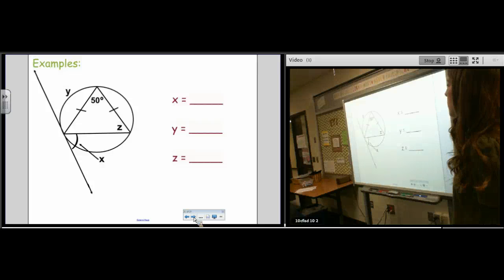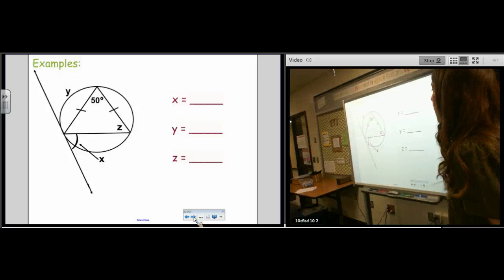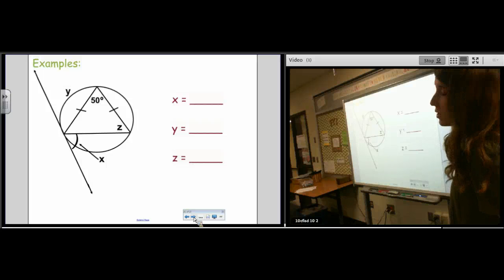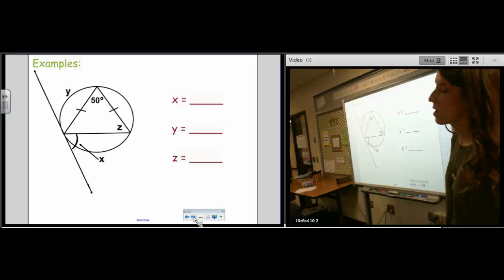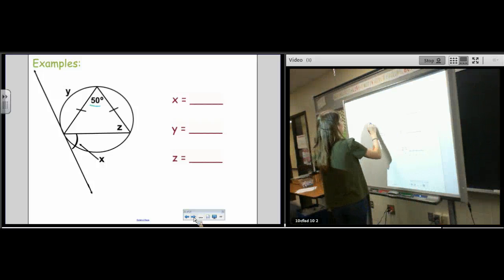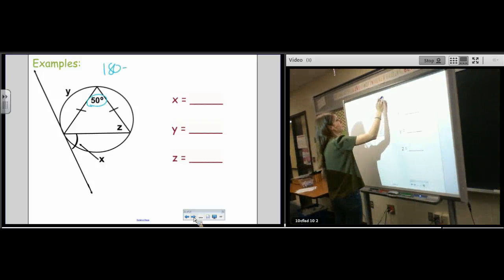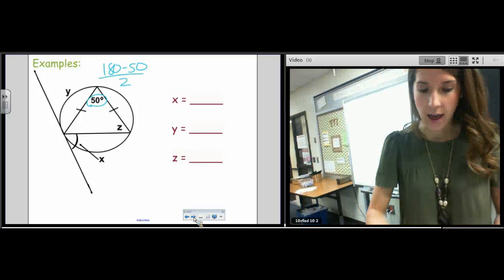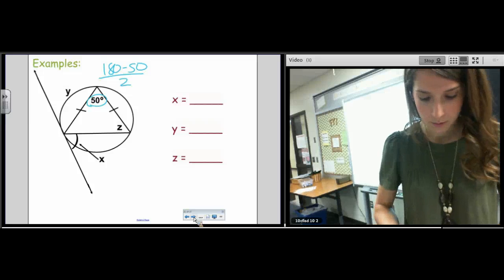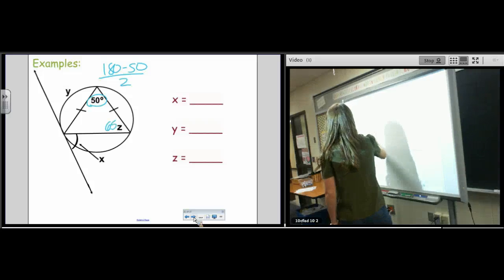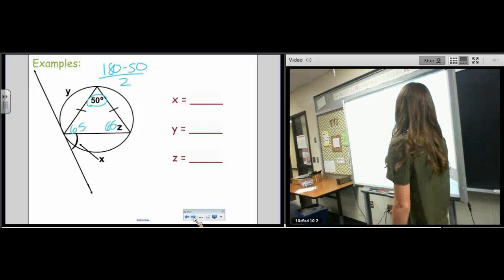All right, next one. So we've got an inscribed isosceles triangle. We've got a tangent line, but we don't have a radius, so don't add a right angle. Let's start in this triangle right here. We know if we have the vertex angle of a triangle, we can subtract it from 180 and divide by 2 to find the base angles. So our base angles are 65, 65. So we've got Z.